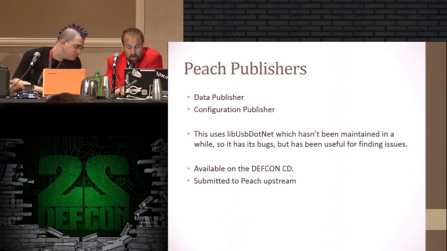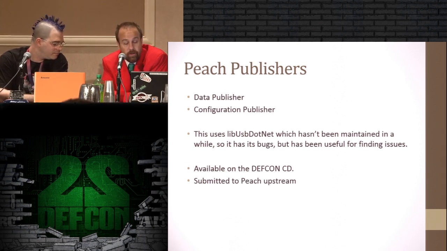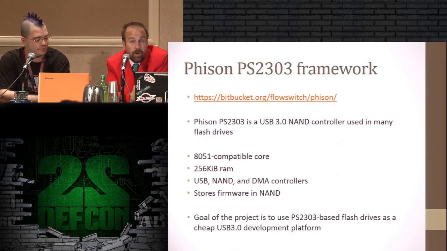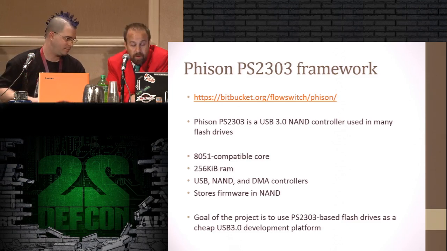Yeah. There's also this FISN PS2303 framework, which is, I believe the FISN is the chipset that Carsten Knoll and Jacob Lowe were talking about with their talk over at Black Hat. But this framework is also on Bitbucket. It's been around for a while, but it basically has a similar capability as the controller that we talked about. It has an 8051 compatible core. It has its own RAM. It can run firmware off of the NAND, and they're basically creating this project to use these flash drives as a USB 3 development and penetration testing platform. So this is another great thing for you guys to check out.